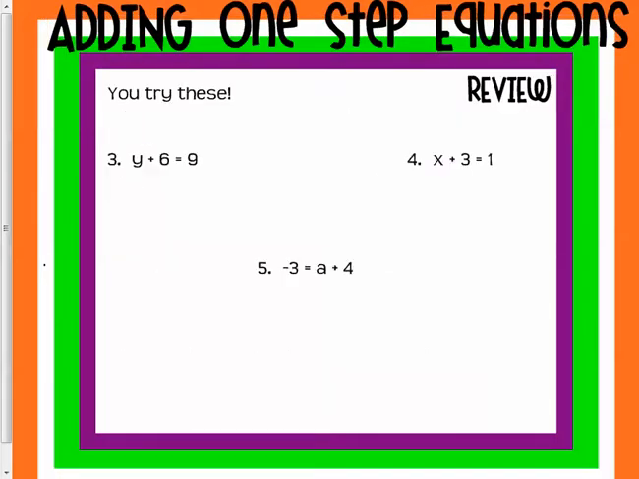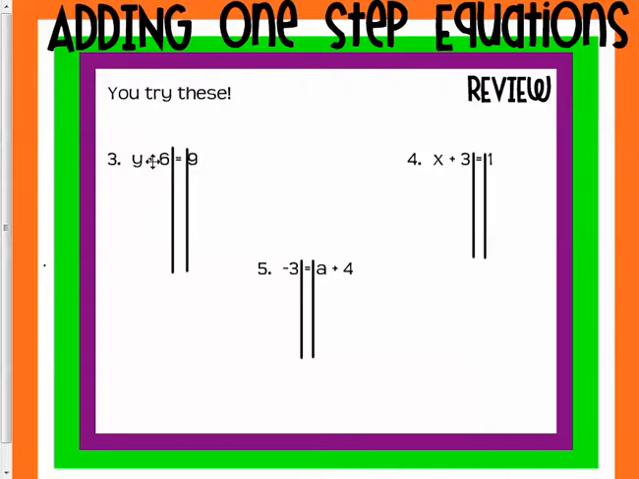Go ahead and try these, and I'll be back in just a second to show you what I did. Okay, so grab your red pen so we can check our work. Make sure that you drew your lines first, and then you're looking to see where your variable is, and you're going to take away any of the integers. So the opposite of a positive 6 is a negative 6. So we're taking away 6, and y equals 3.